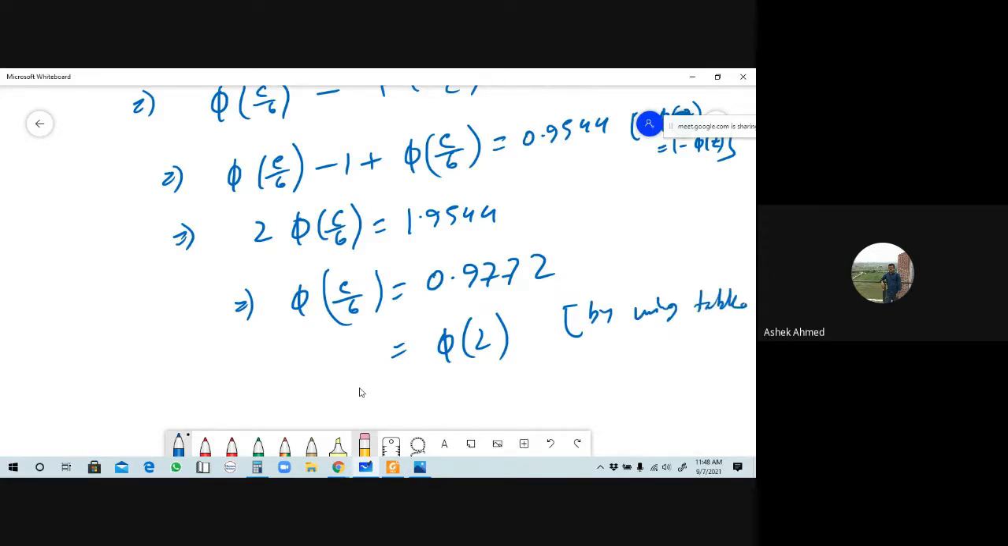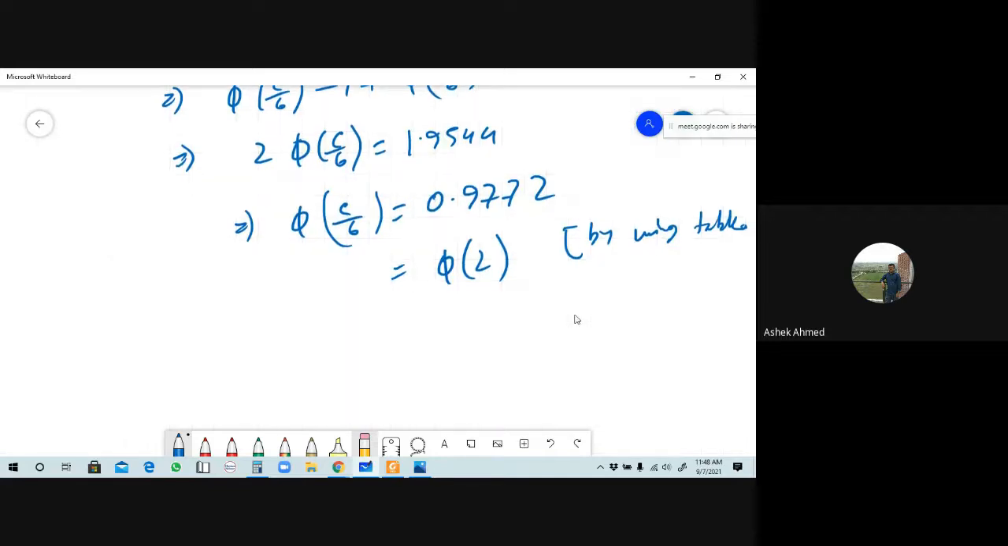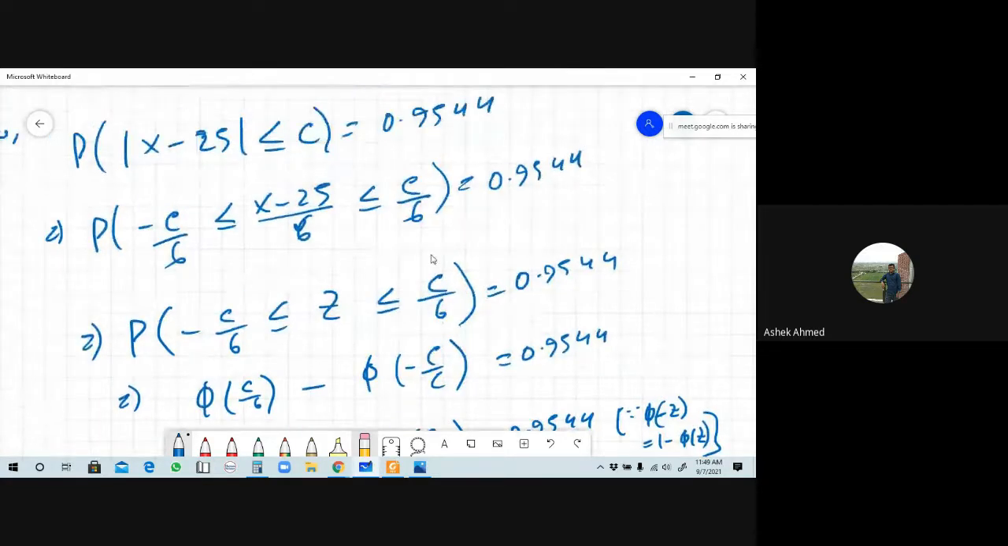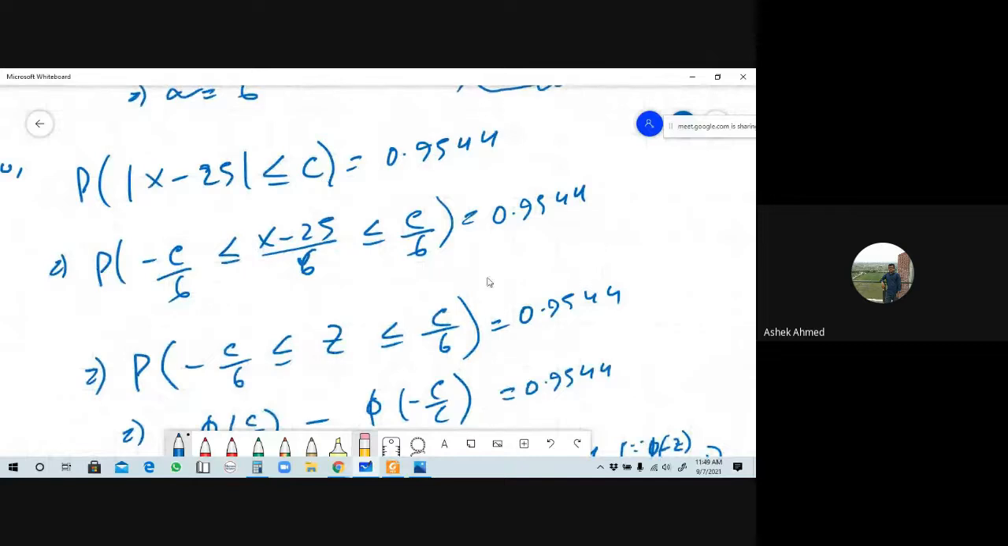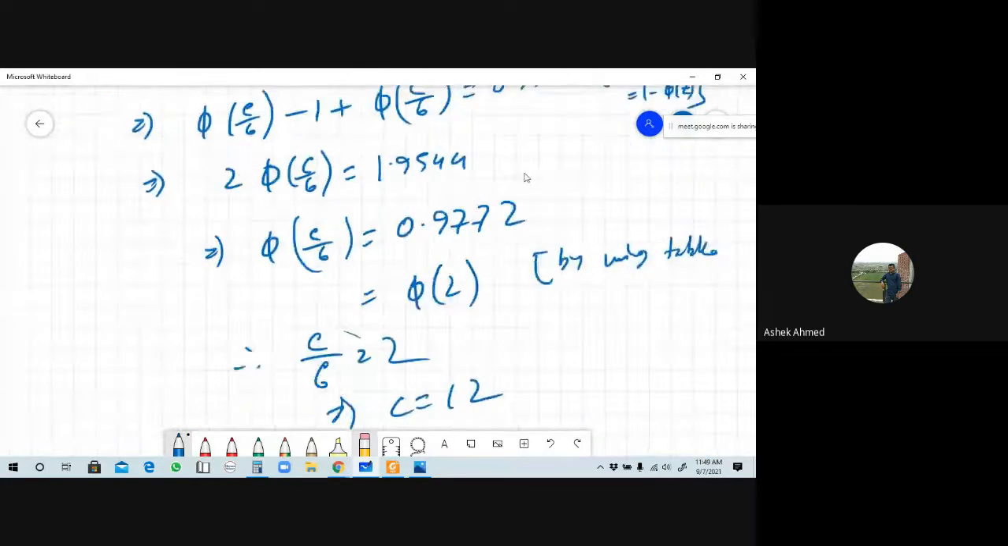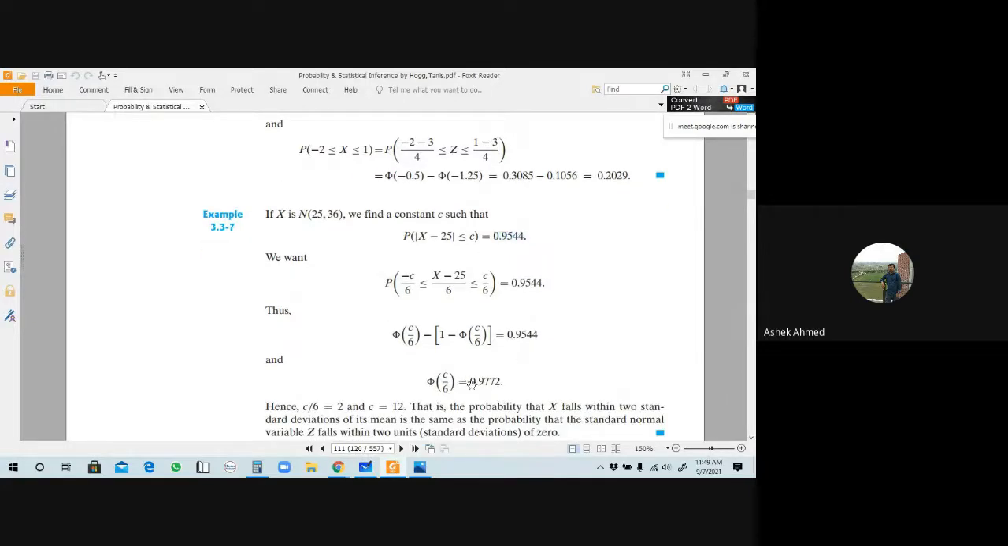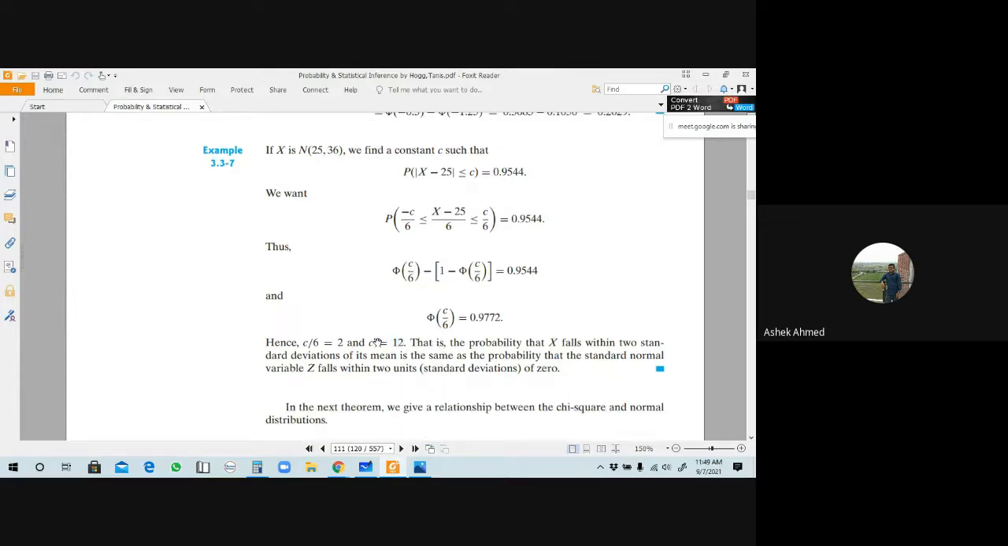Okay, so from here we can say that অতএব the values of c by 6 equals to 2, অতএব c equals to 12. Okay, from here we can determine the values of c will be 12 here. Okay, এটা তোমাদের মনে রাখতে হবে, 12 দেওয়া আছে। Okay, so from here we can determine the CF result.